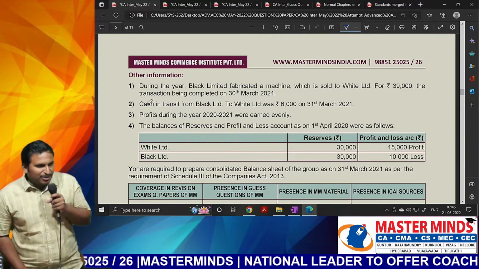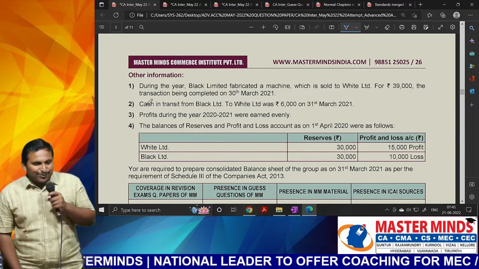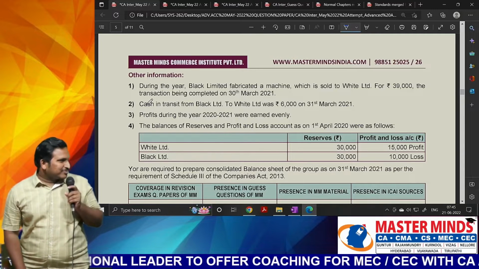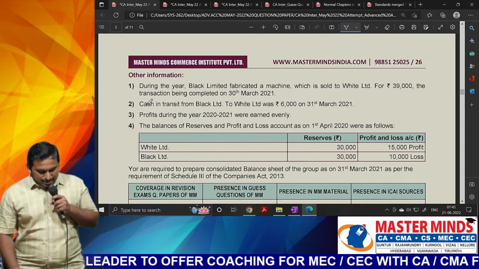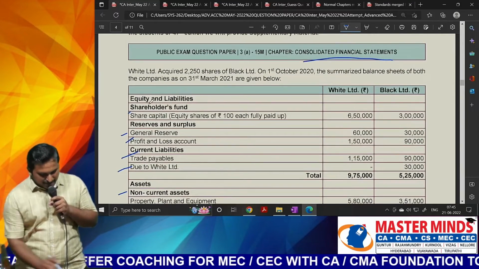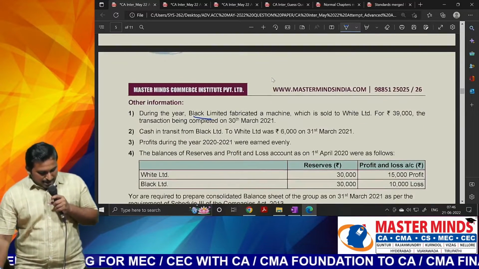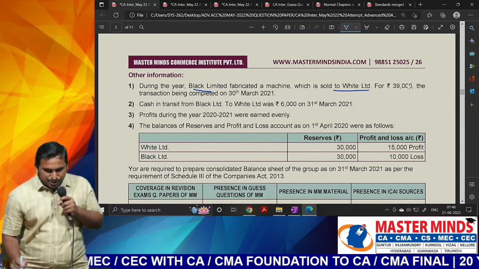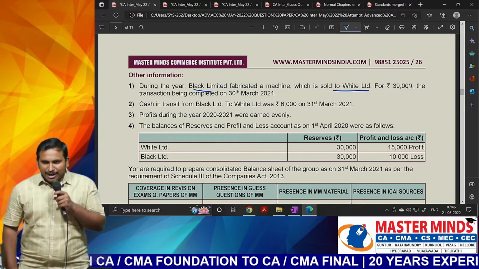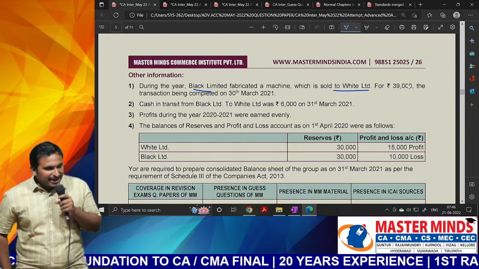First point alone, they try to create something difficult for you, but unfortunately, they are not able to create it properly, sir. Let me tell you, what is happening here? White is holding, Black is subsidiary. Now, Black sold the machine to White. Which type of transaction is this, upstream or downstream? Upstream. Okay, sold for 39,000.